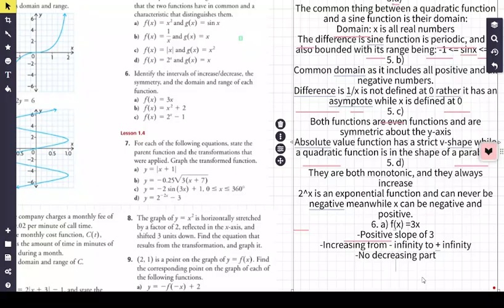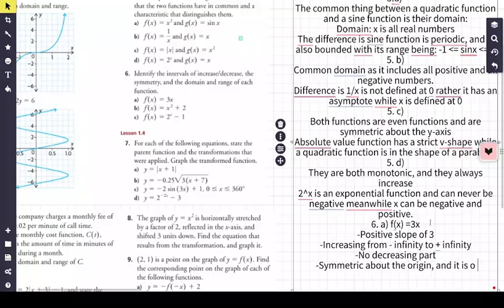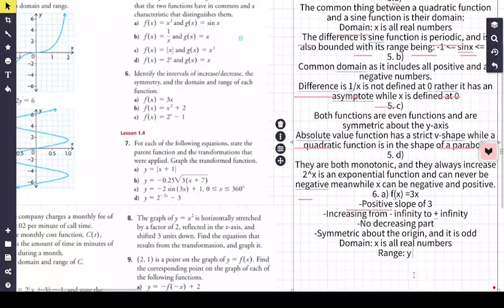And then the symmetry is obviously it's an odd function, right? And because it's odd, it's not translated anywhere. It doesn't move up, down, left, or right. So it's symmetric about the origin, and it is odd. Our domain is all real numbers. That's pretty obvious. It's a linear function. X is all real numbers, and because it's a linear function, y is also all real numbers. Range, y is all real numbers.